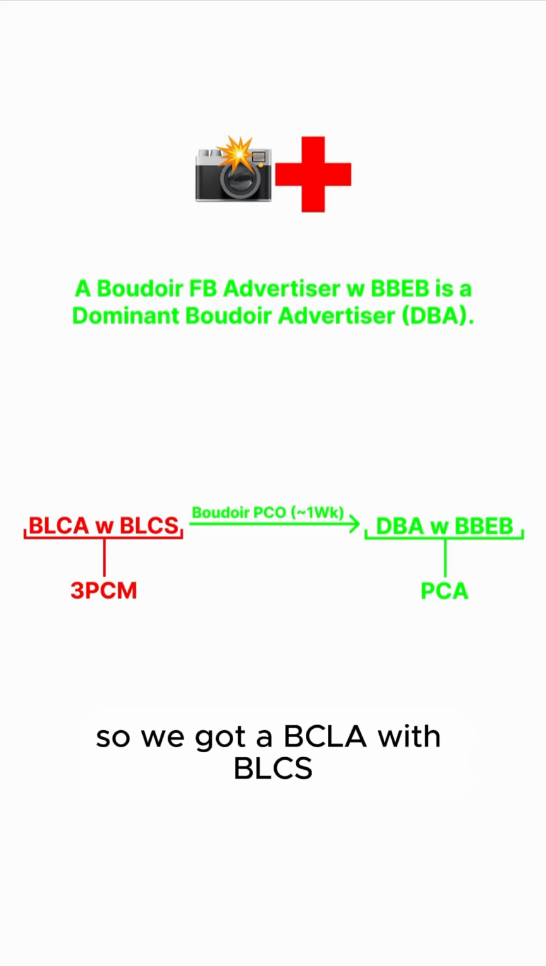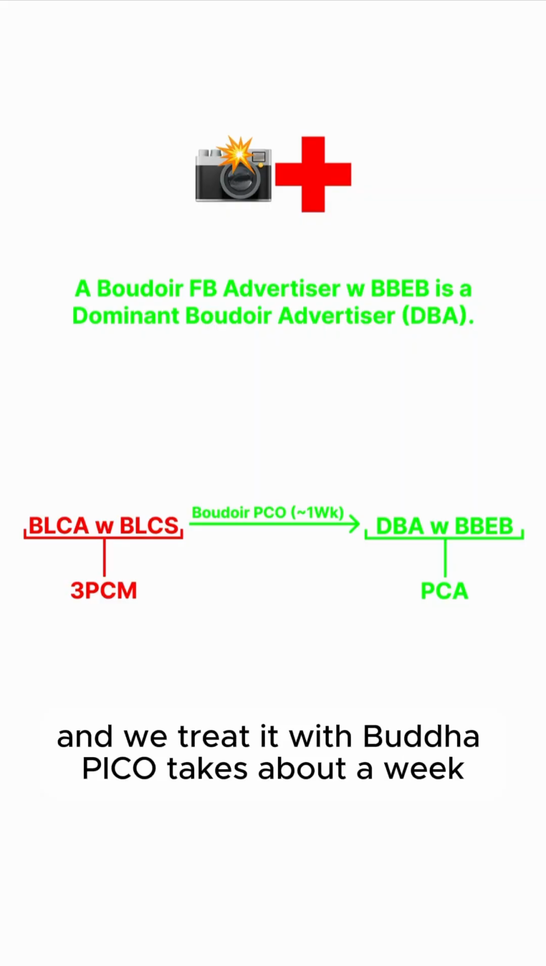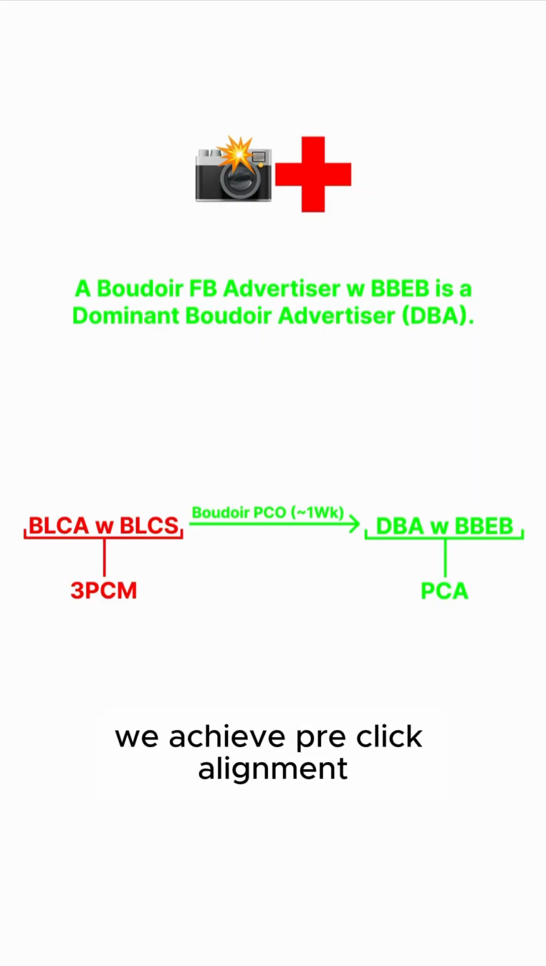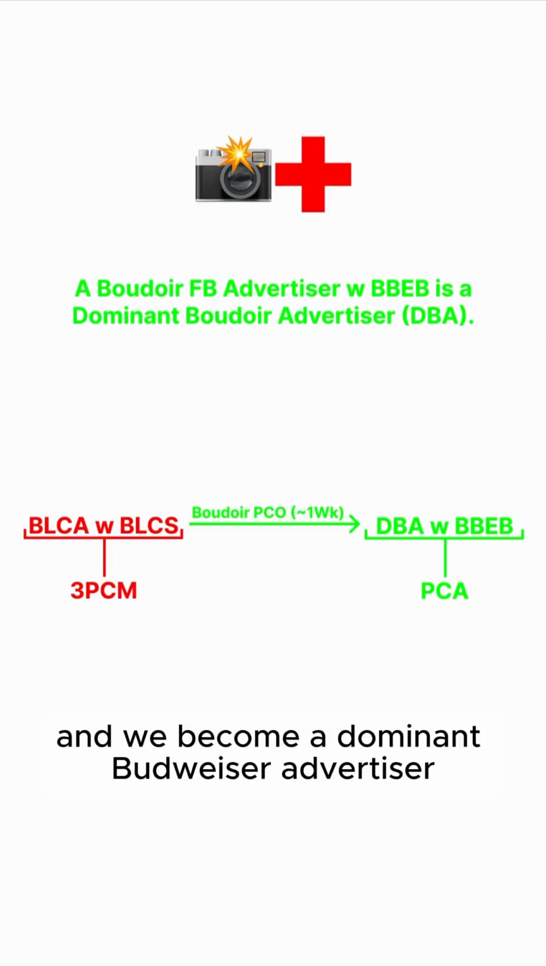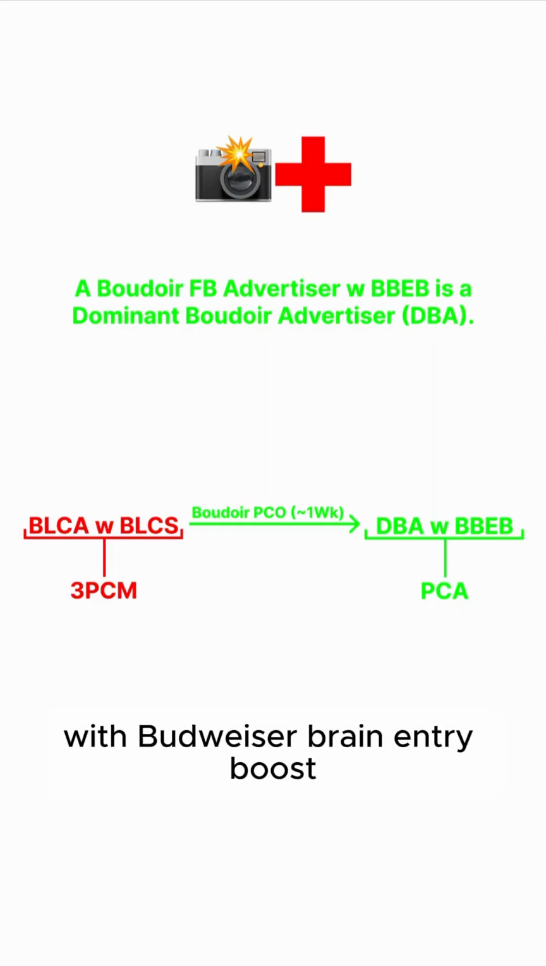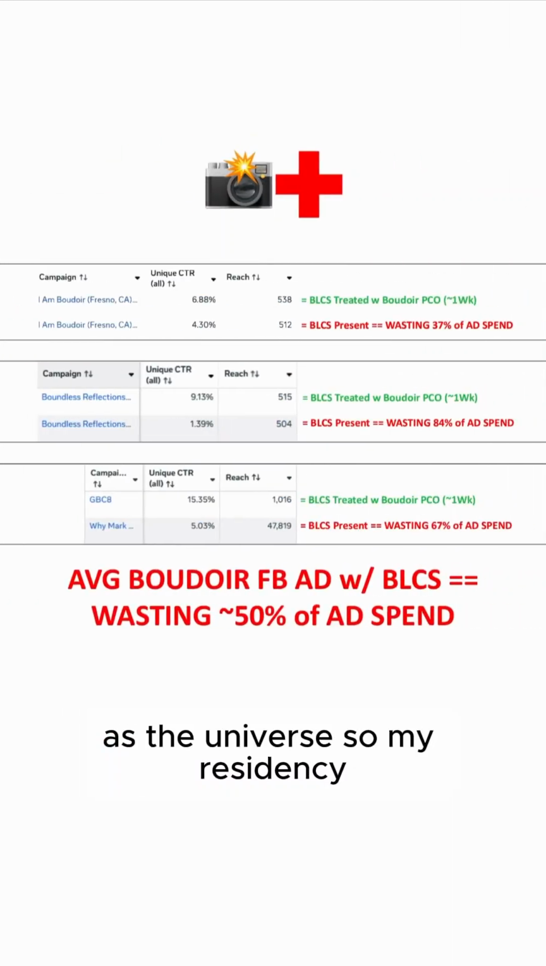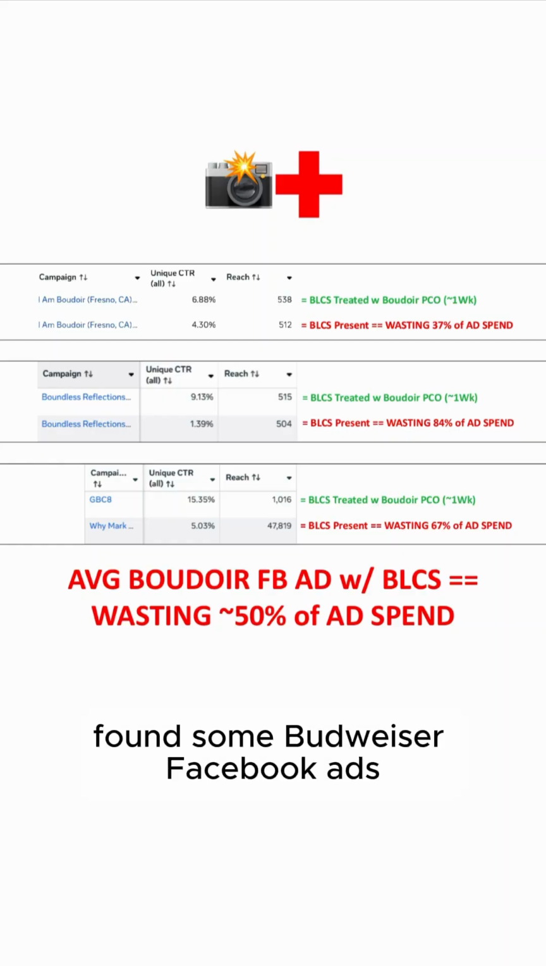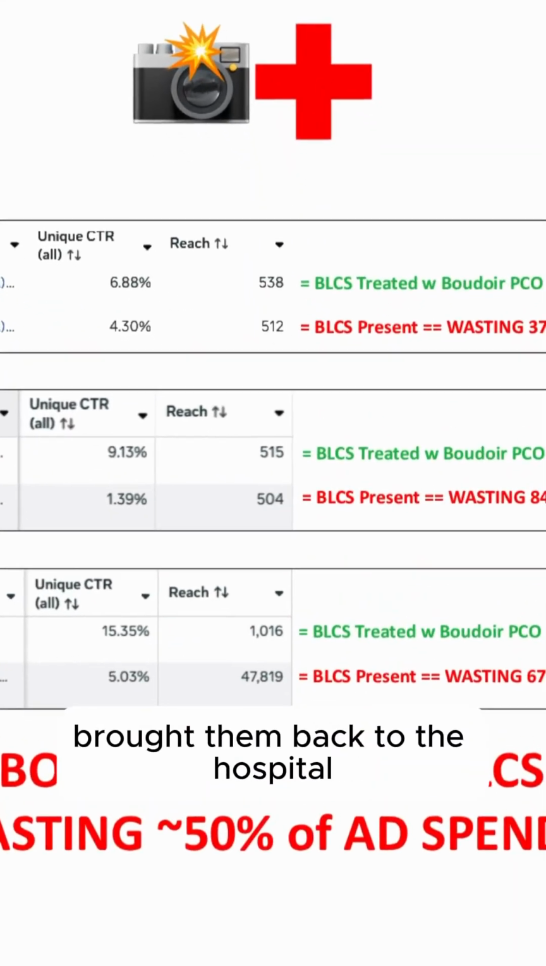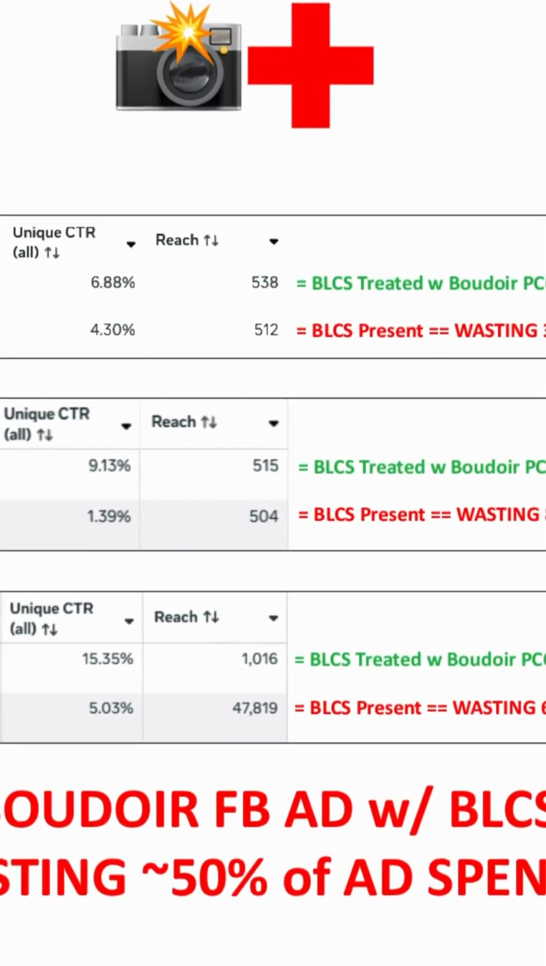So we've got a BLCA with BLCS, caused by the 3 pre-click mistakes. And we treat it with Boudoir Pico, takes about a week. We achieve pre-click alignment, and we become a dominant Boudoir advertiser with Boudoir brain entry boost. That's the universe. So in my residency, I went in, found some Boudoir Facebook ads, brought them back to the hospital, tested them, patched them up.